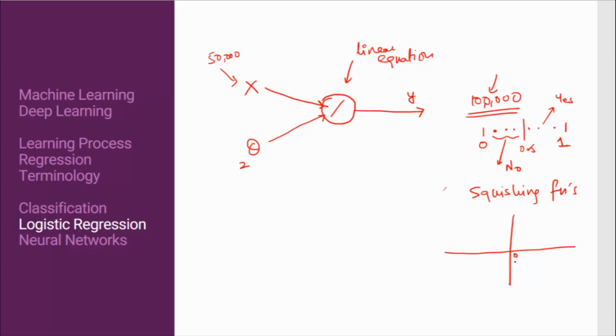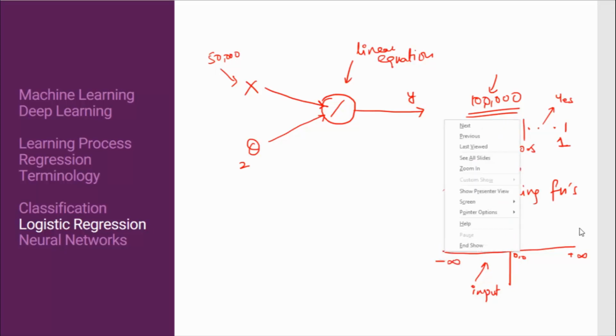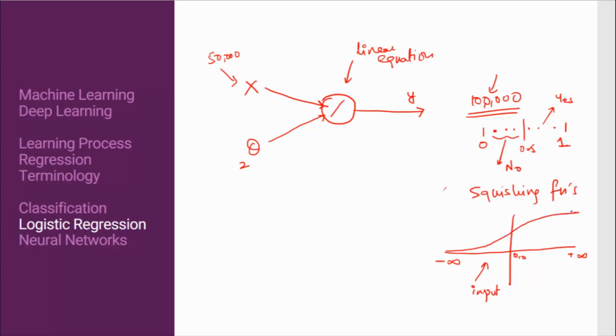This is the origin, 0, 0. This over here is plus infinity, and this over here is minus infinity. This x-axis is the input value. If we give this function a minus infinity, it's going to return a 0. If we give it plus infinity, it's going to return a 1. In the middle, it's going to show this behavior, a slightly gradually increasing line, and this function is called a sigmoid.